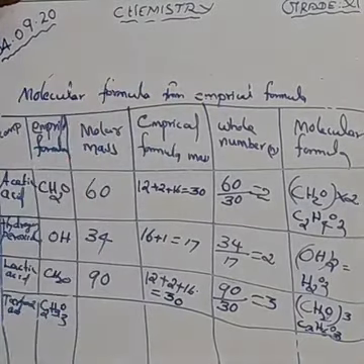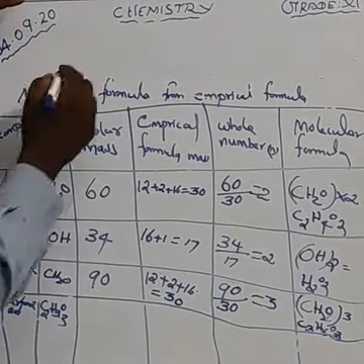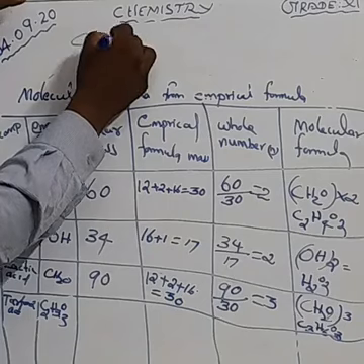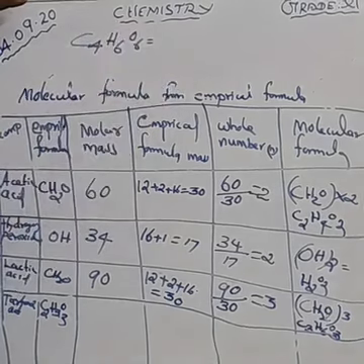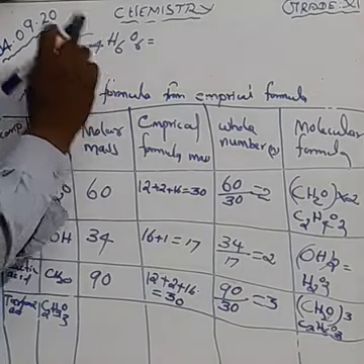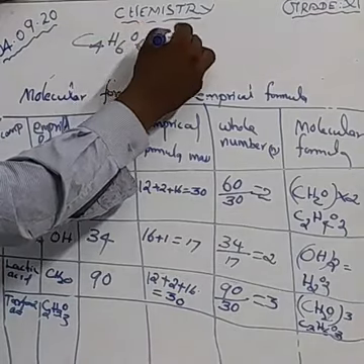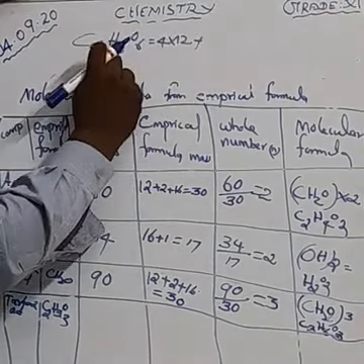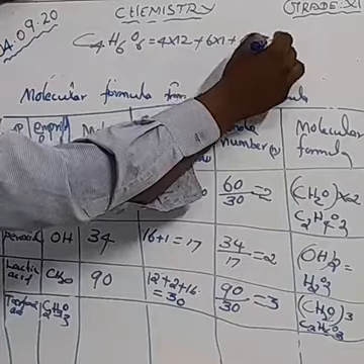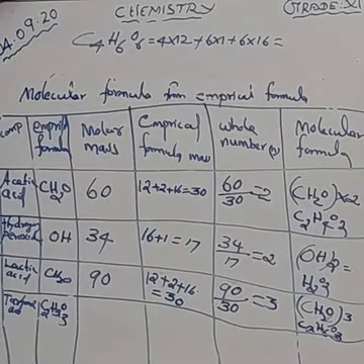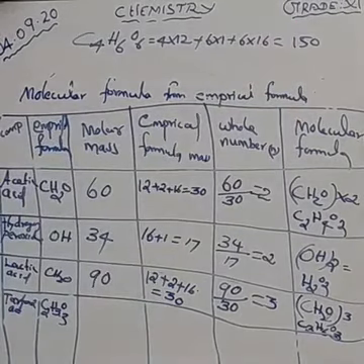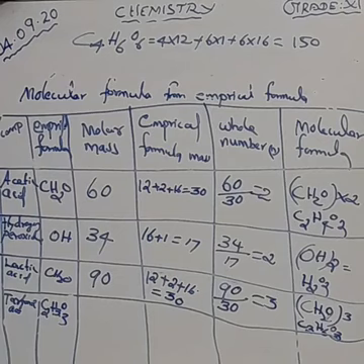Actually, tartaric acid is having carbon C4, hydrogen 6 and oxygen 6. Can you find out this answer? Carbon. How much carbon is there? 4 carbon. 1 carbon is 12. So 4 into 12 plus hydrogen 6 into 1 plus oxygen 6 into 16. Clear? Then we can multiply and we get answer approximately equal to 150. 150 is the molar mass of tartaric acid.